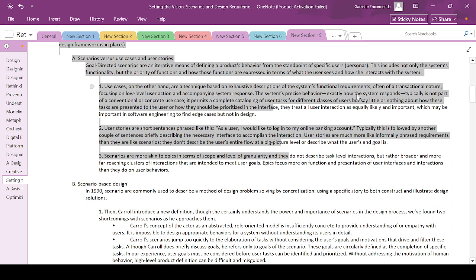So it's kind of like a list of functions or functional requirements focused on low-level user action and accompanying system response. Kind of like the system-wide functions. It is usually used for usability testing, to make sure that there's no behavior or function that would make the system malfunction.